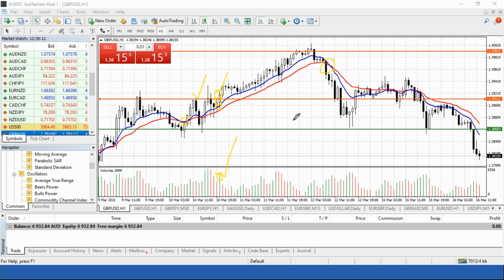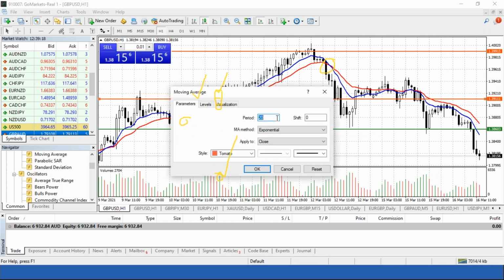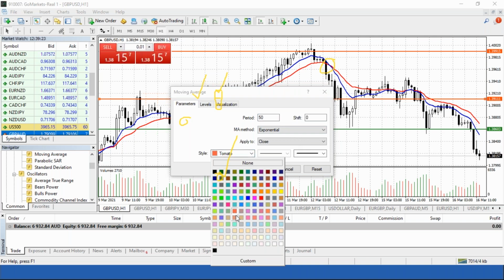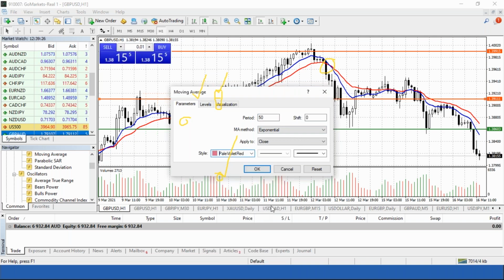We're not going to worry about that for now, but we are going to put another moving average on this. And we're going to make this a 50. And we're going to make it an exponential, keep it as an exponential. And we're going to make it purple.